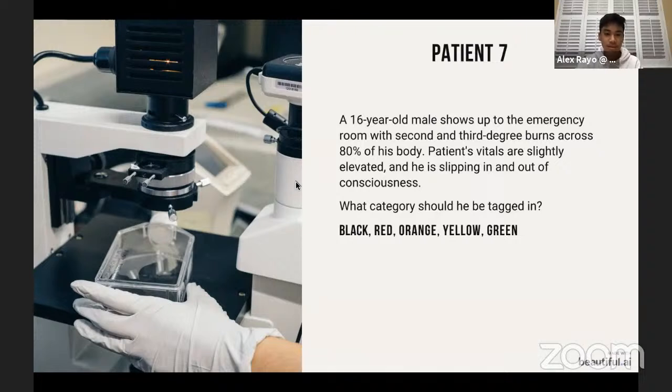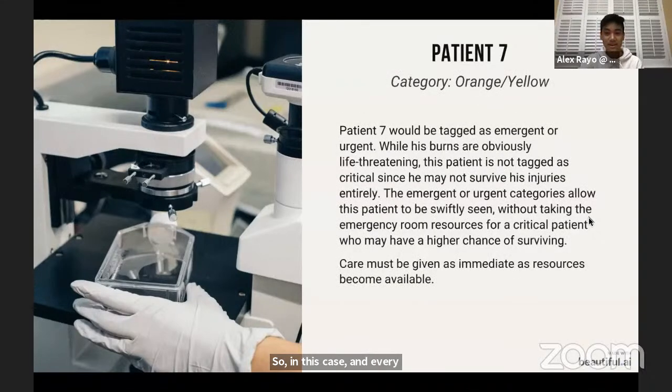Some more reds. Okay, so in this case, everyone or most people might be confused, but this patient would actually be categorized as orange or yellow, just in this scenario. So patient 7 would be tagged as emergent or urgent. And while his burns are obviously life-threatening, and yes, they are covering 80% of his body, this patient is not tagged as critical since he may not survive his injuries entirely.